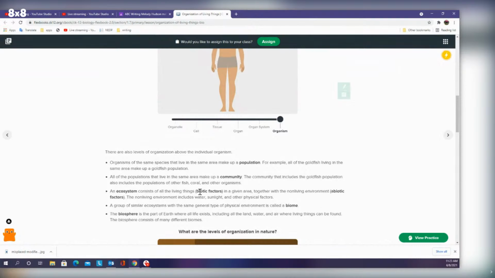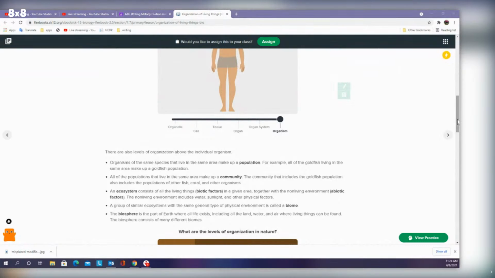So things biotic, bio means life, and non living, abiotic, a means not, factors. The non living things include water, sun, trees, whatever is necessary to be a part of the ecosystem. And then a group of similar ecosystems with the same general type of physical environment is called a biome. Important word there. And finally, a biosphere is part of the earth where all life exists, including all the land, water, and air where the living things can be found.